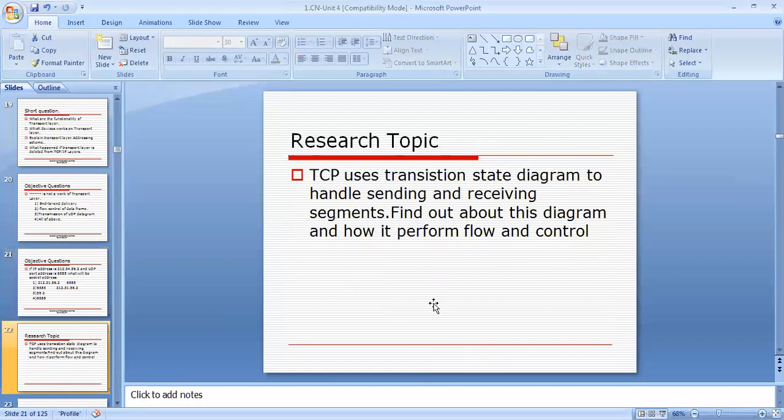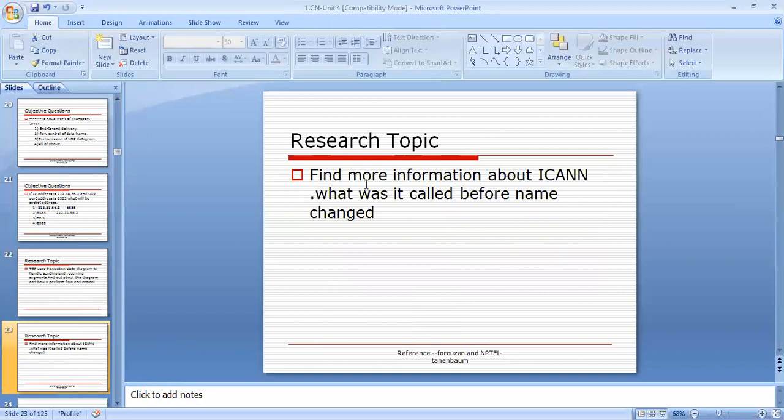Now this is one research topic. TCP uses a transition state diagram to handle sending and receiving segments. Find out about this diagram and how it performs flow and error control techniques. If you are more interested and want to study in detail, then find more information about ICANN. What was it called before the name change? This is one topic you can search on the net.